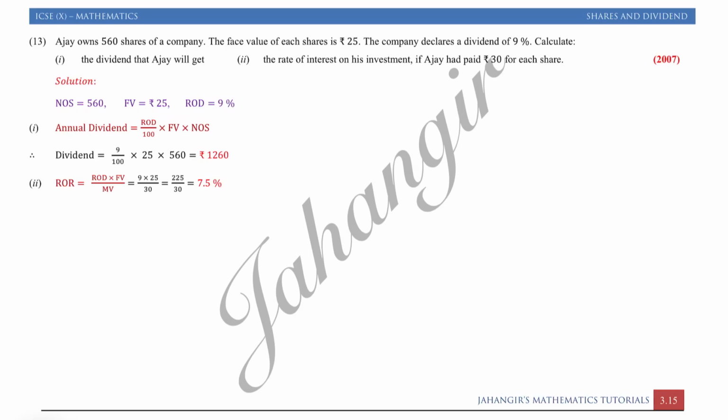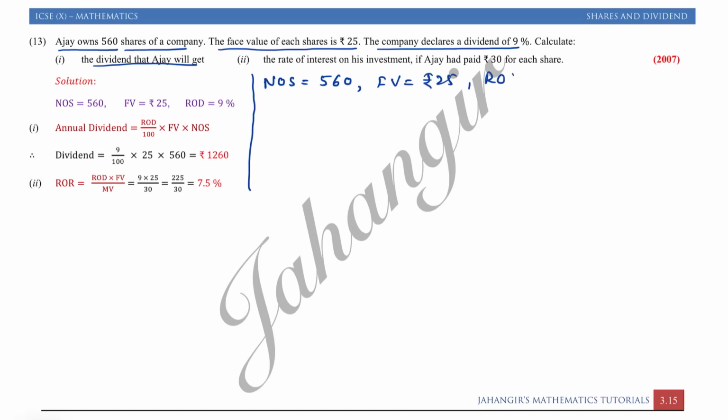Question 13. Ajay owns 560 shares of a company. The face value of each share is rupees 25. The company declares a dividend of 9%. Calculate the dividend Ajay will get. So the first question is very straightforward. For that, first we will write the information. Number of shares is 560. Face value is rupees 25.